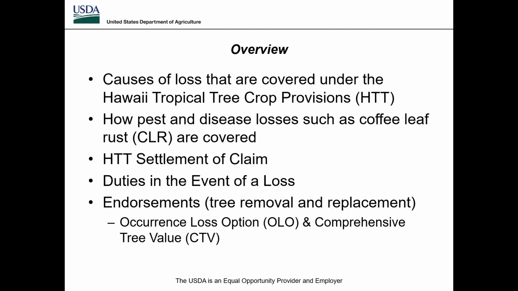During this presentation, I will be going over the causes of loss that are covered under the Hawaii Tropical Trees Program, or as I will refer to it in this presentation, HTT, how pest and disease losses such as coffee leaf rust are covered, HTT settlement of claim, duties in the event of a loss, and lastly, optional endorsements that are available for coffee tree that include tree removal and replacement, such as the occurrence loss option and comprehensive tree value. Please keep in mind that the HTT program also includes banana and papaya trees.